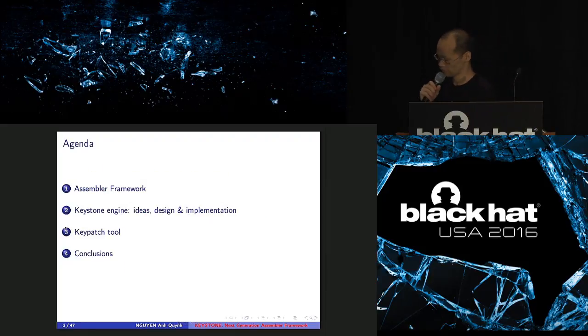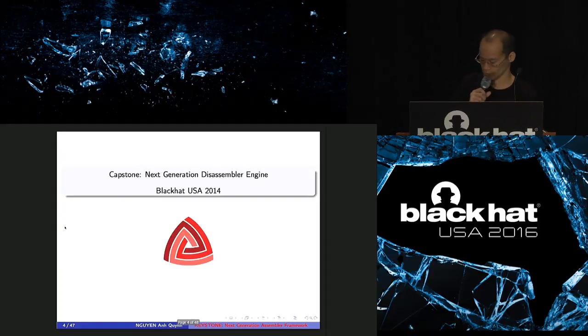First I introduce some background on assembler frameworks, and next how Keystone can fix all the problems of the existing assemblers. Later I introduce a new tool, Kepatch, built on top of Keystone, and then the conclusion.